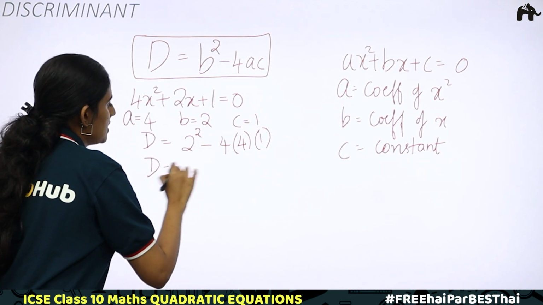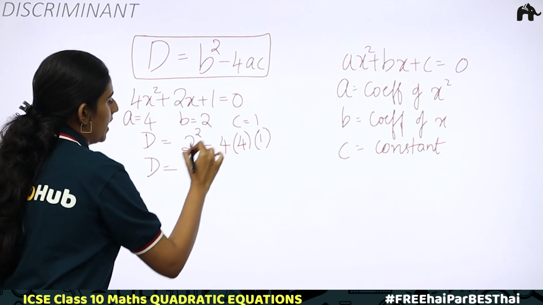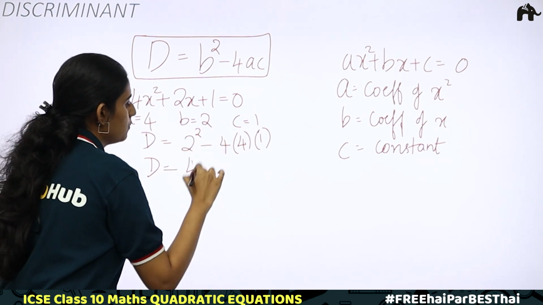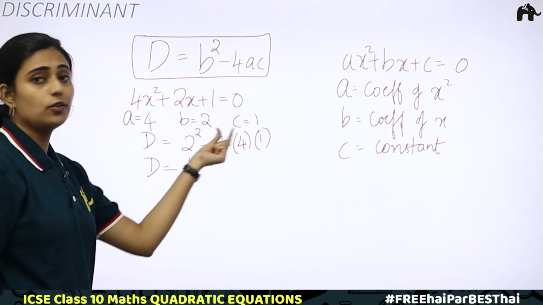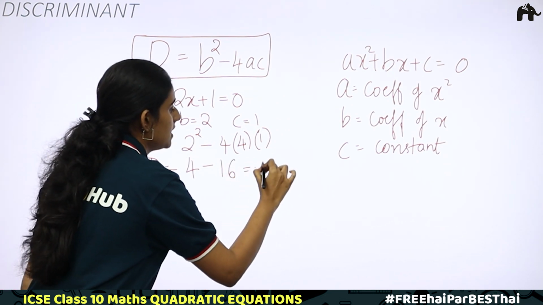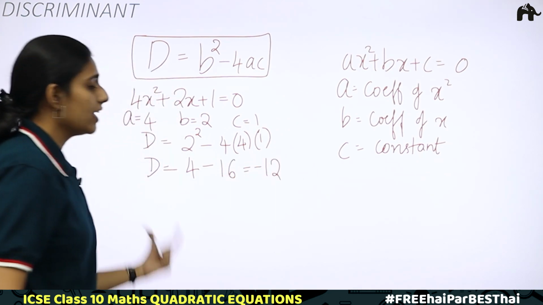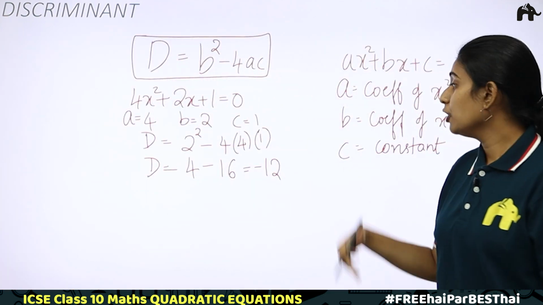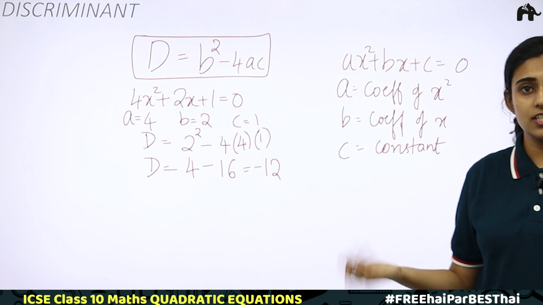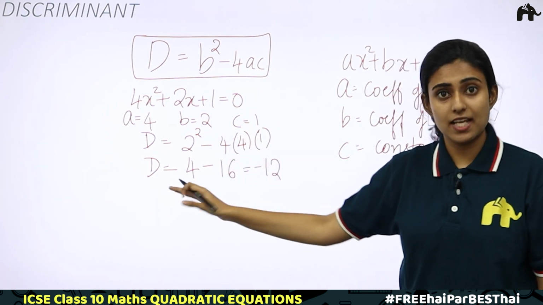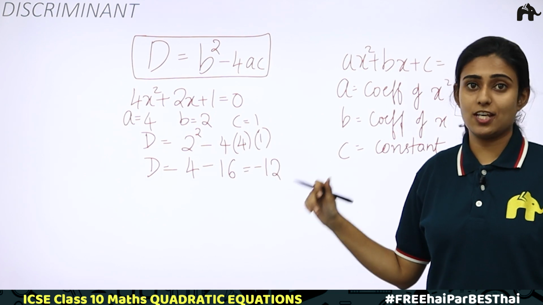That is D is equal to 2 square, that is 4 minus 4 into 4, 16. 4 minus 16 is minus 12. Here we are getting a negative value for discriminant. Similarly, you may get positive values or 0, whatever it is. Depending on this value of discriminant, we can say about the nature of roots.